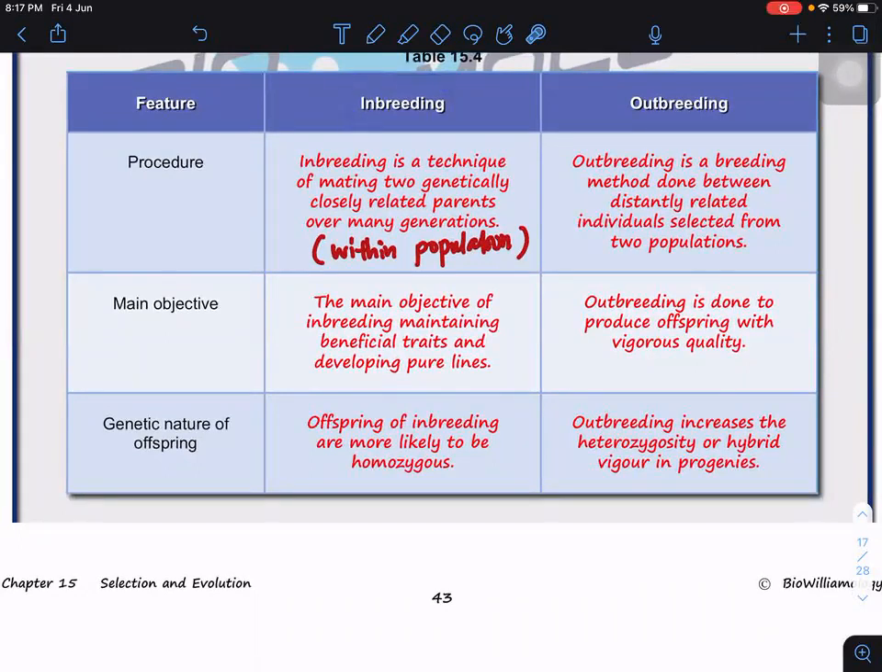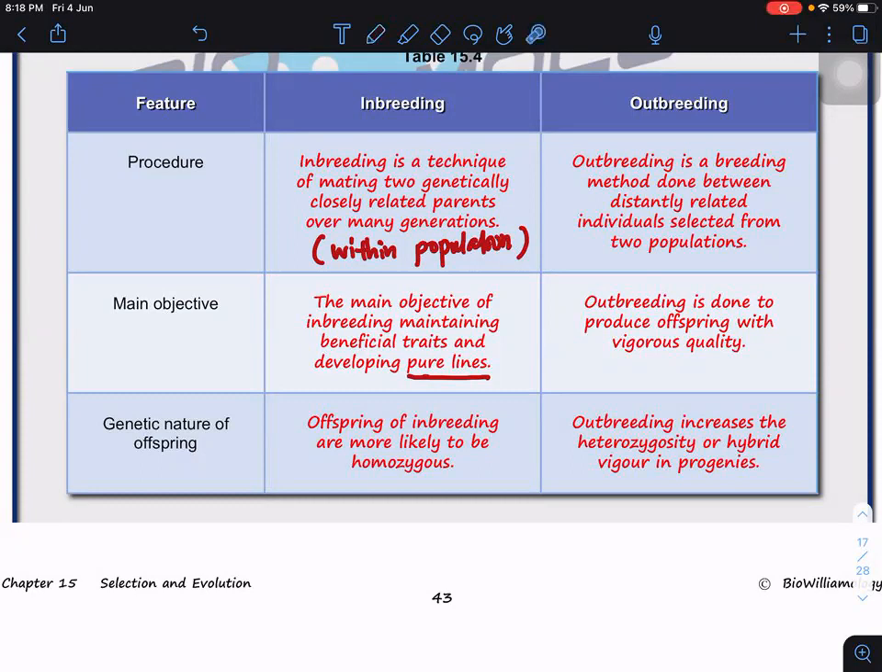When talking about inbreeding, basically we want to maintain the beneficial or desirable traits and develop what we call the pure line. For example, a certain variety of dog. You want to maintain a pure line, so you cannot mix it with other varieties of dog, otherwise you won't be able to produce a pure line. So to produce a pure line, you have to make sure it's inbreeding. For example, for racing horses, we want pure lines, so definitely we need to use inbreeding, within the same population.